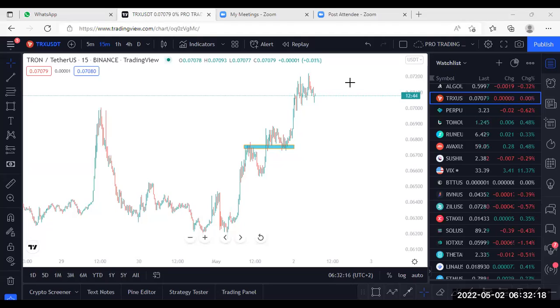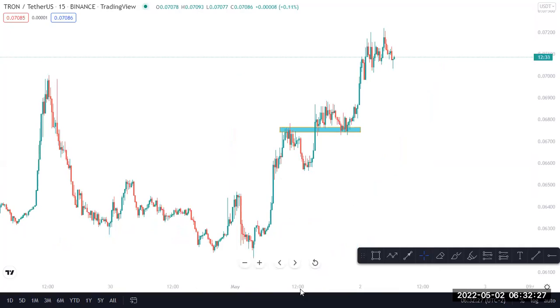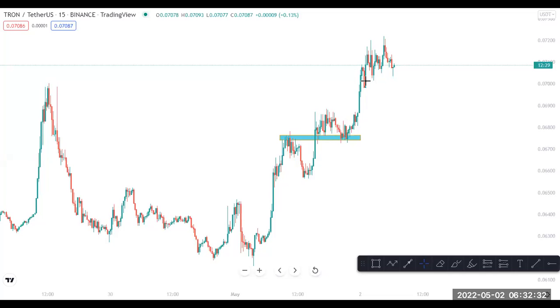What coins do you want us to go through today? I'm just looking at this TRX. Wow, guys. TRX is fine. Please come again. TRX is fine. TRX, okay.